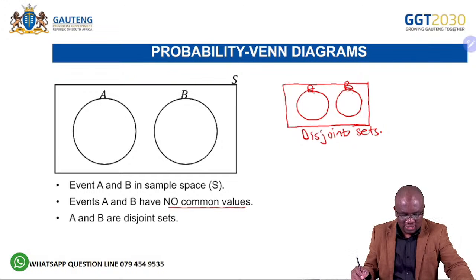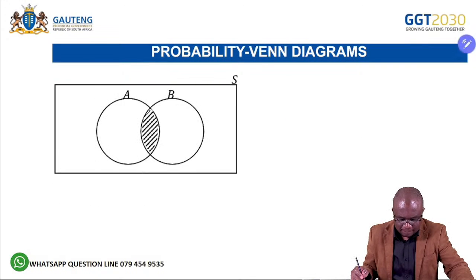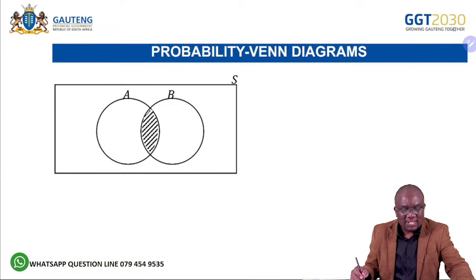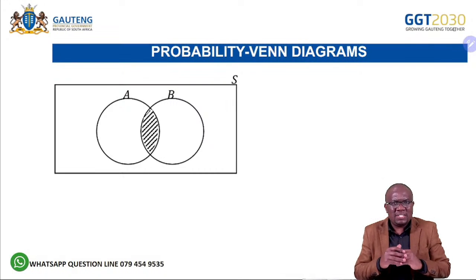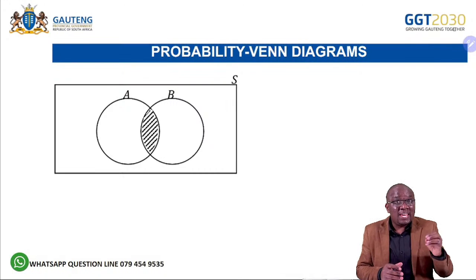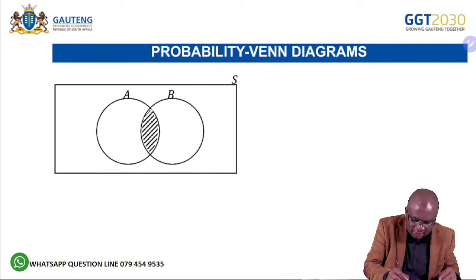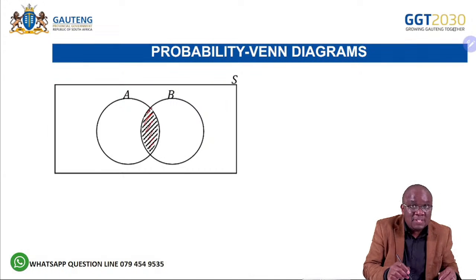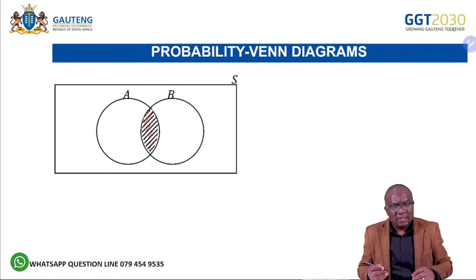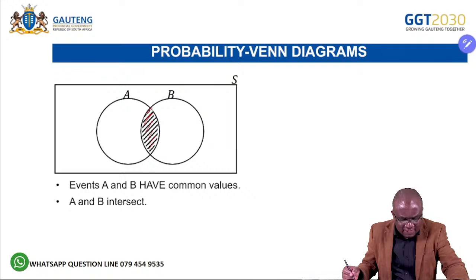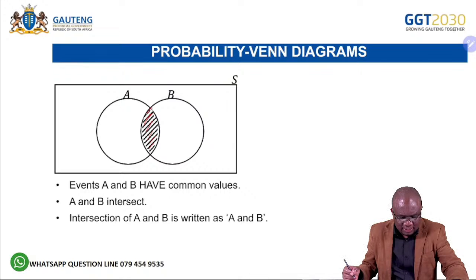Let's move on to the next one. What can you say about the events A and B here? They are overlapping. What is the meaning of that? It means we have outcomes that can be found in both A and B, represented by this shaded region. So events A and B have common values. A and B intersect. The intersection of A and B is written as A and B.